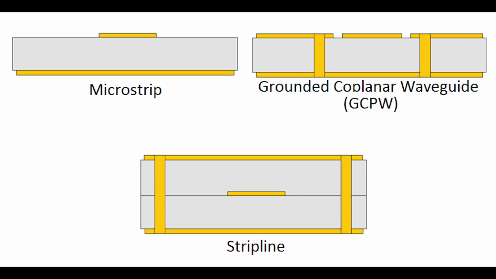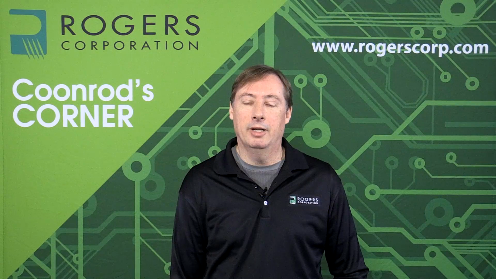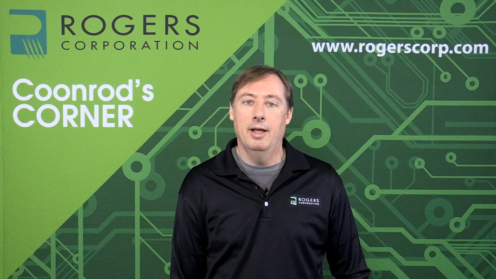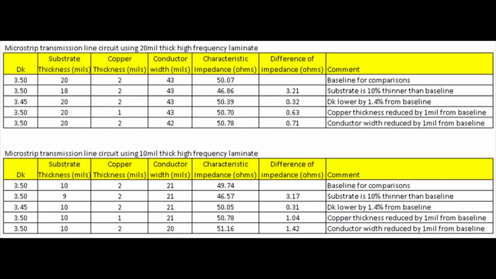My first example is looking at microstrip transmission lines, and I've used a very common electromagnetic modeling software to look at impedance models and vary just a few of the critical parameters. What I found was the thickness of the circuit is very important, and because of that I've actually modeled a thin circuit and a thick circuit on the same material as shown in the table here. The table of information on top is for the thicker circuit, 20 mils thick, and the table on the bottom is for the thinner circuit, 10 mils thick.